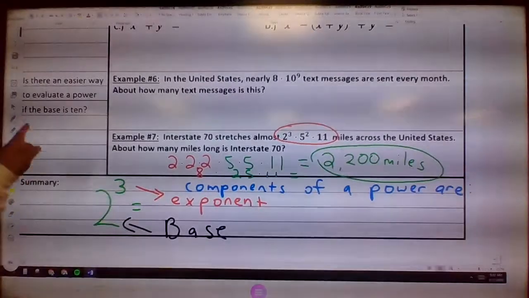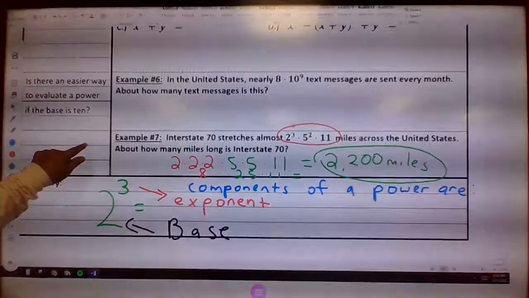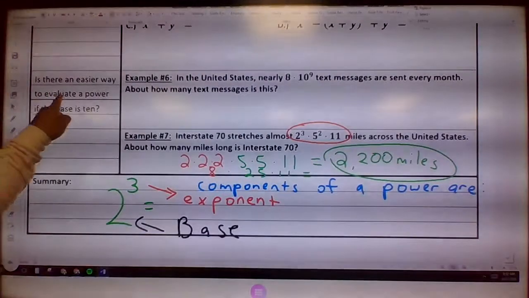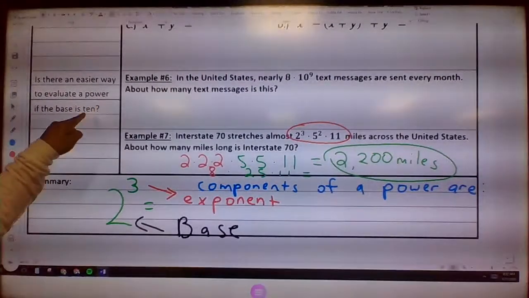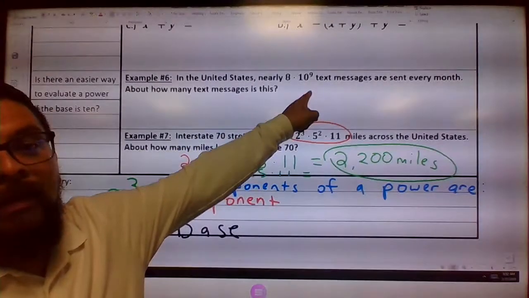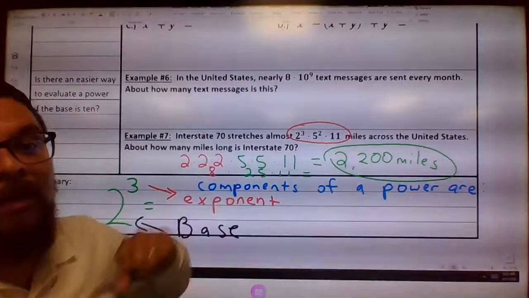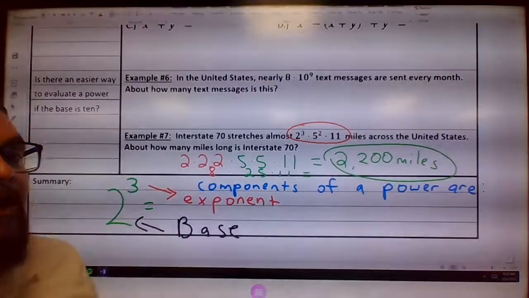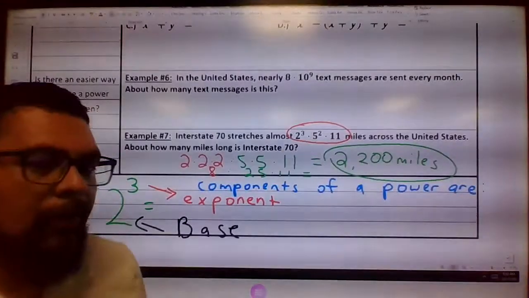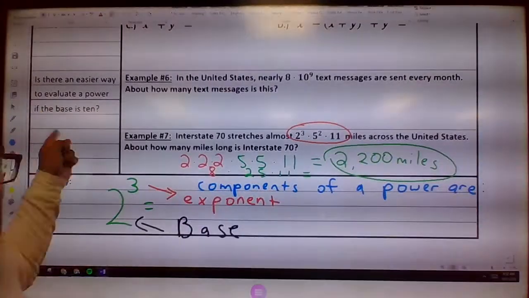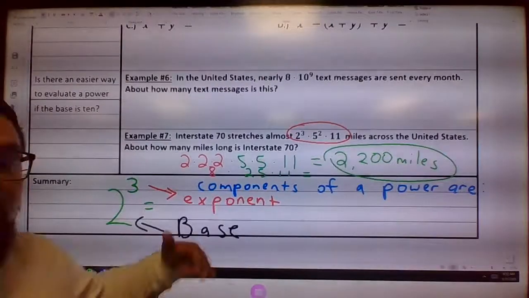Go ahead and answer this question up here. Put your own answer on here. Is there any easier way to evaluate a power if the base is 10? This is a base 10 power right here. Remember what we did to this one. See how many tens we had to put, and count how many zeros there are. You'll see a pattern. So you can write that on here. All right, guys, we're done with this lesson.